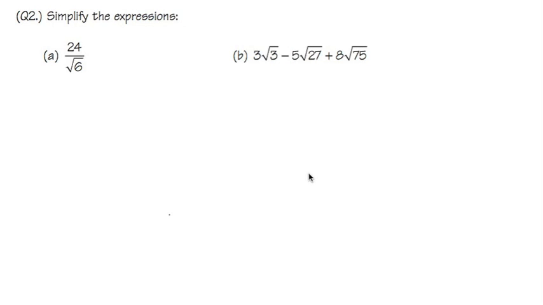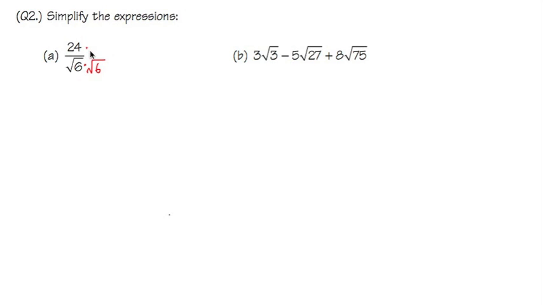Alright, number 2, we are going to simplify these expressions. Let's work on part A first. 24 over square root of 6. The key to this is that we need to make sure we don't have square roots, we don't have irrational numbers on the denominator. And we do have a square root of 6 in the denominator here, but we can take care of this by multiplying the bottom and the top by square root of 6.